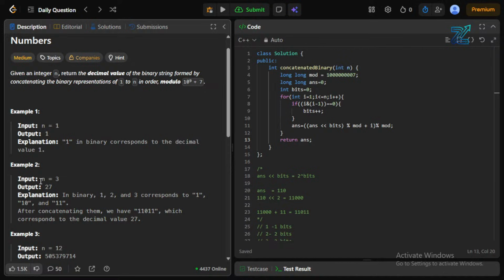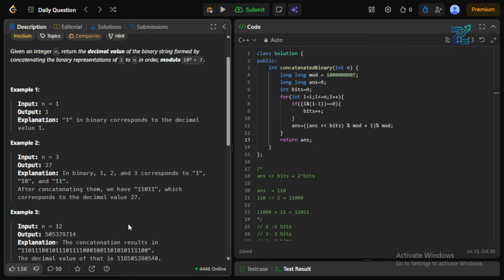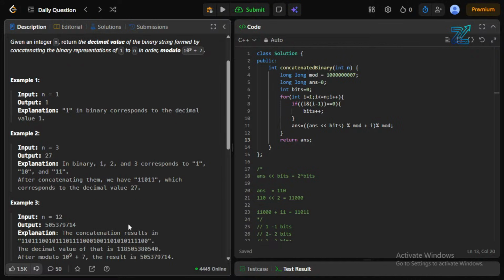The binary value of 1 is 1. For 2 it is 10, right? Then for 3 it is 11. After concatenating, what will we have? 11011: 1 for 1, 10 for 2, and 11 for 3. If we concatenate that, we get 11011, which corresponds to the decimal value of 27.